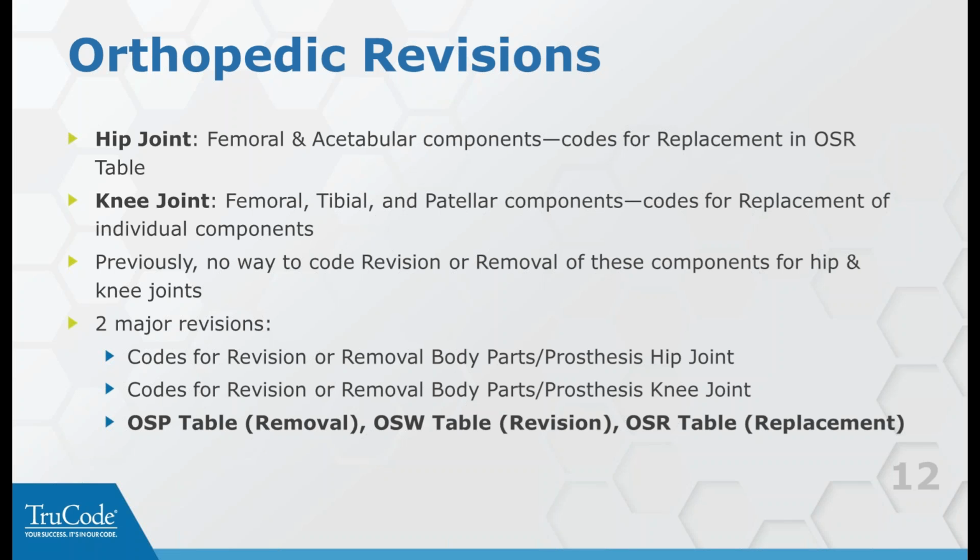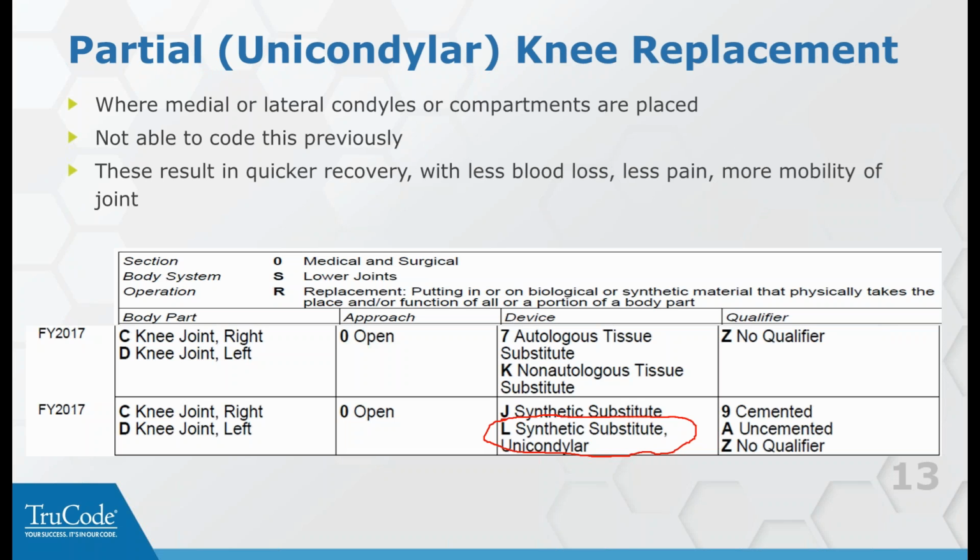And again, at the bottom of the slide, you can see the tables that were affected by that change. The other thing that they did was to allow us to be able to code a hemiarthroplasty or a unicondylar knee replacement. We weren't able to do that prior to October 1. So instead of replacing both the medial and lateral condyles, they will replace only one or the other. So the way that shows up in the tables is with that device character that says synthetic substitute unicondylar. So that's very helpful, since we see more and more of these unicondylar knee replacements being done because they are a little bit less invasive, they have much quicker recovery time, and that sort of thing.